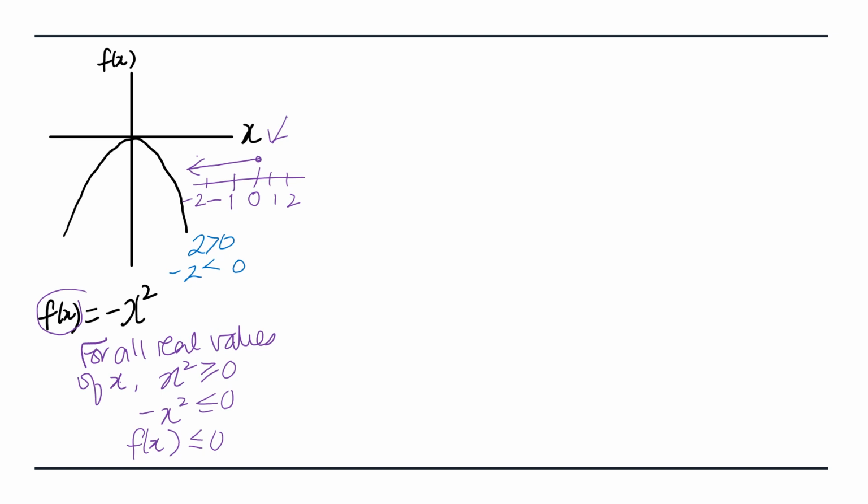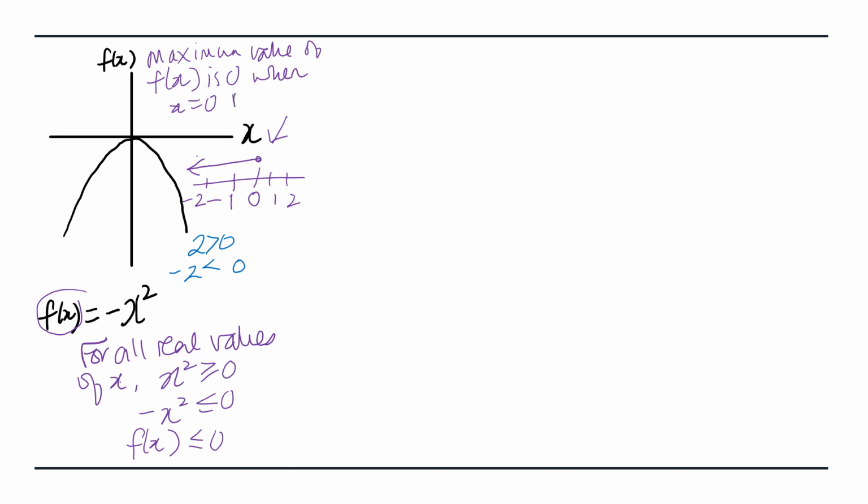So therefore, the maximum value of f(x) is 0. Right, and what would the corresponding value be? The corresponding value is 0 also, because 0 times 0 will give you 0. So the maximum value of f(x) is 0 when x is 0.